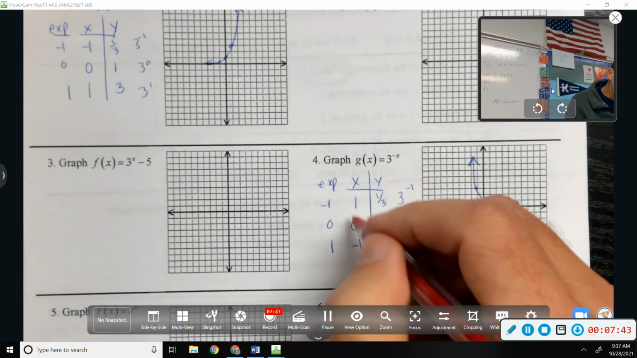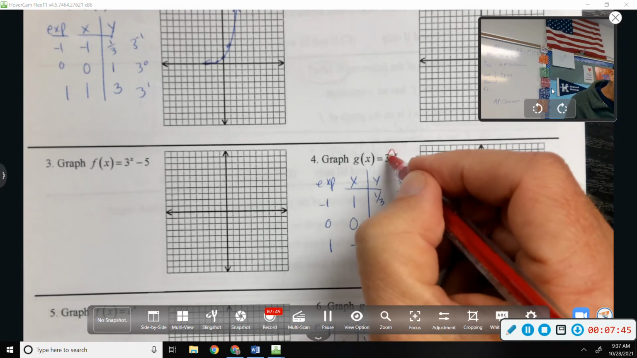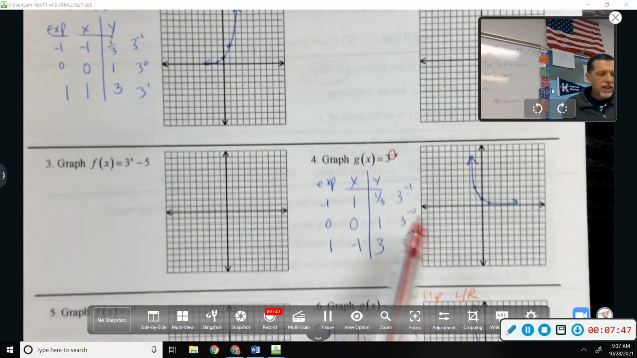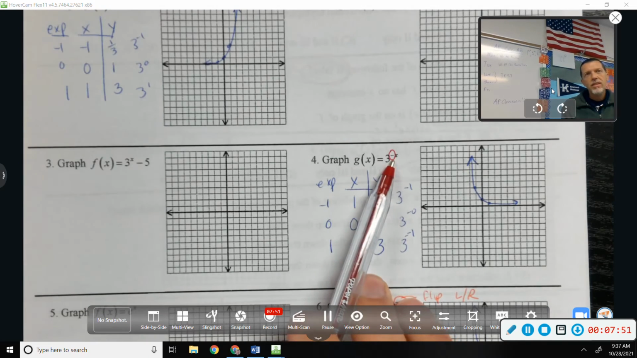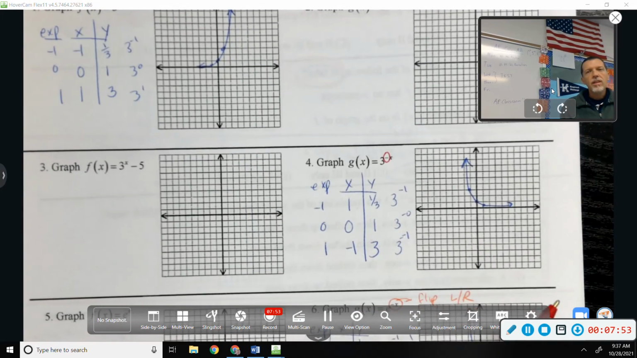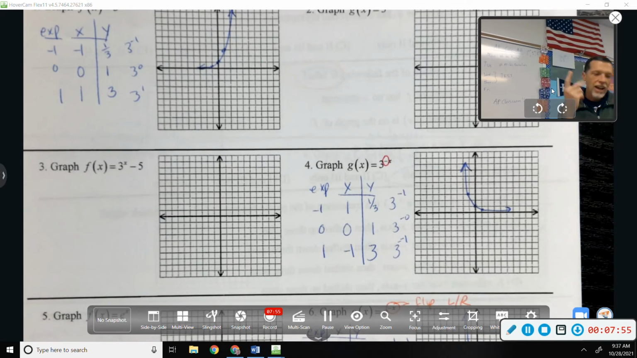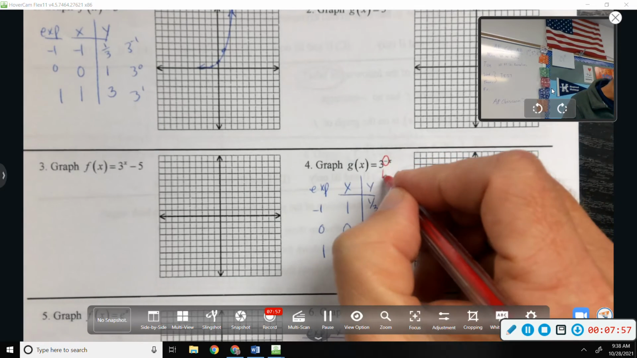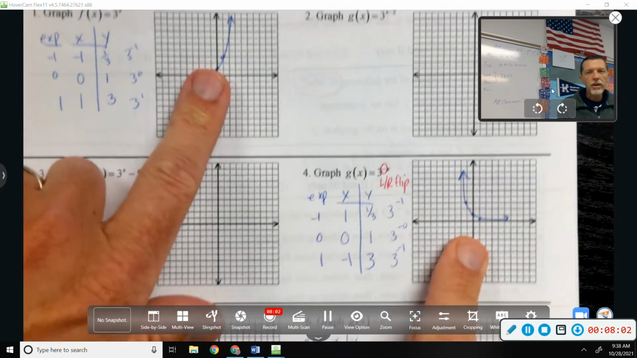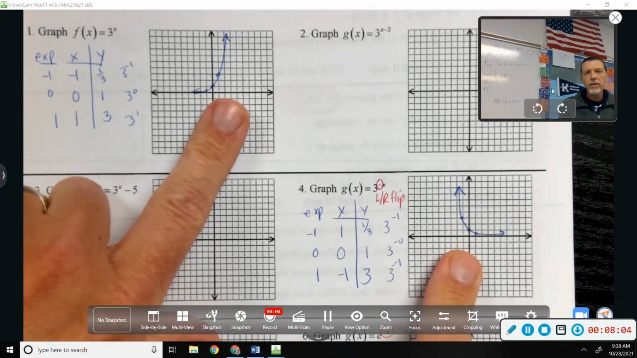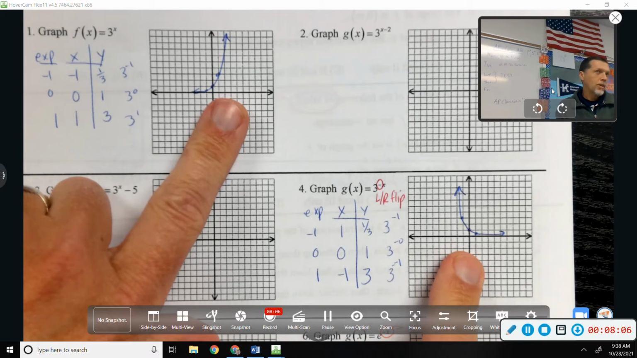That was the exponent way. The parent function method would say a negative up there with x. What does that do to the graph? It's a y-axis flip, or it flips it in the x direction, or a left-right flip. And so we compare 1 and 4, and we got a left-right flip. And if 3 was a negative, it would be an up and down flip.